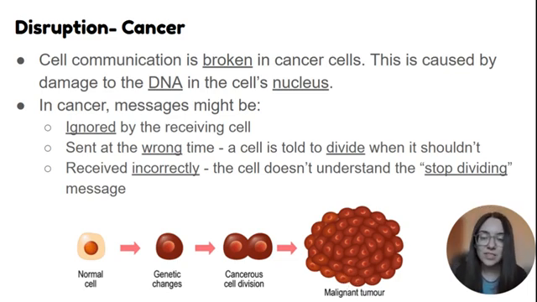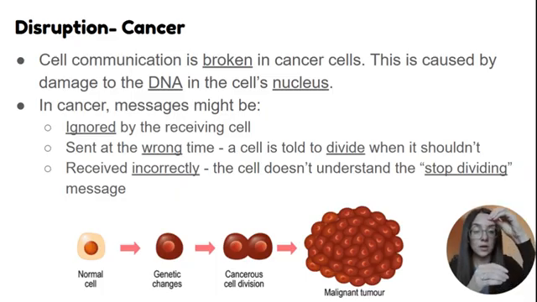We could also have messages that are received incorrectly. The cell doesn't understand the message, it doesn't understand that it needs to stop dividing. Okay. And with these malignant tumors, malignant means cancerous. Sometimes what can happen, and this is very dangerous, is that within that tumor mass of cells, some of the cells could break off of the tumor, get to the bloodstream, and then travel to other spots in the body and create a new mass. And that's when it gets really dangerous.